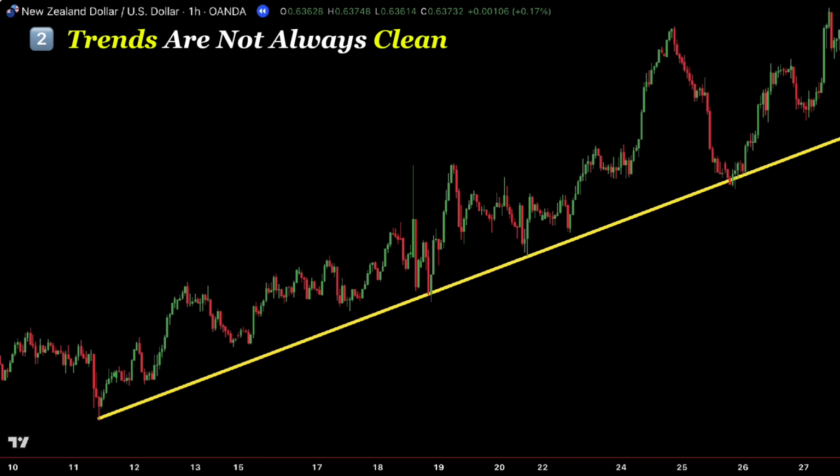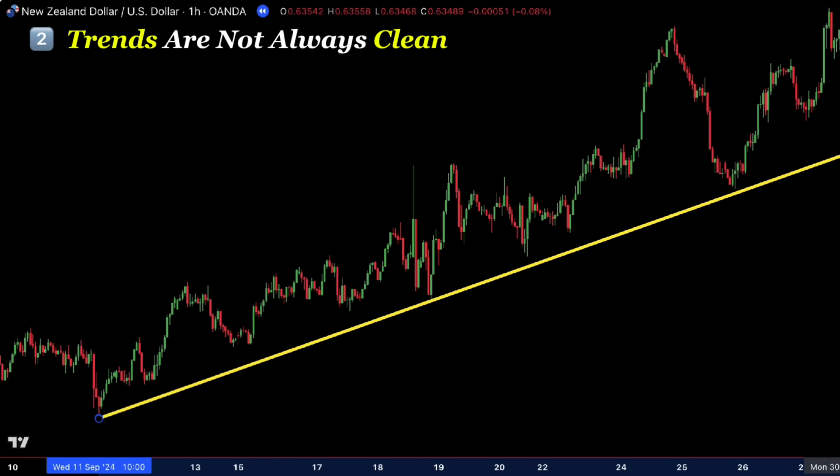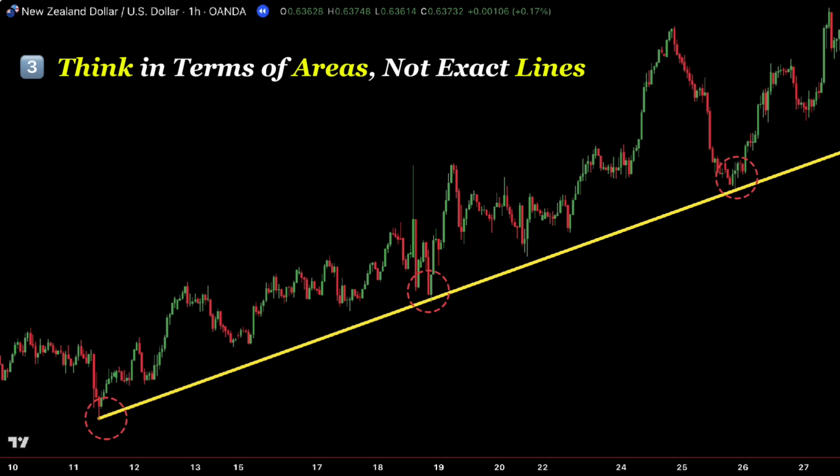Price will not always react exactly on the line. Sometimes price will reverse before reaching it, sometimes it will break through and come back, and other times it will hover around it before moving away. In this example, price reacted from the general area of the trend line without touching it perfectly, and the same thing happens here. This shows that trend lines represent zones, not precise prices. But you should still draw them and stay consistent in your approach.